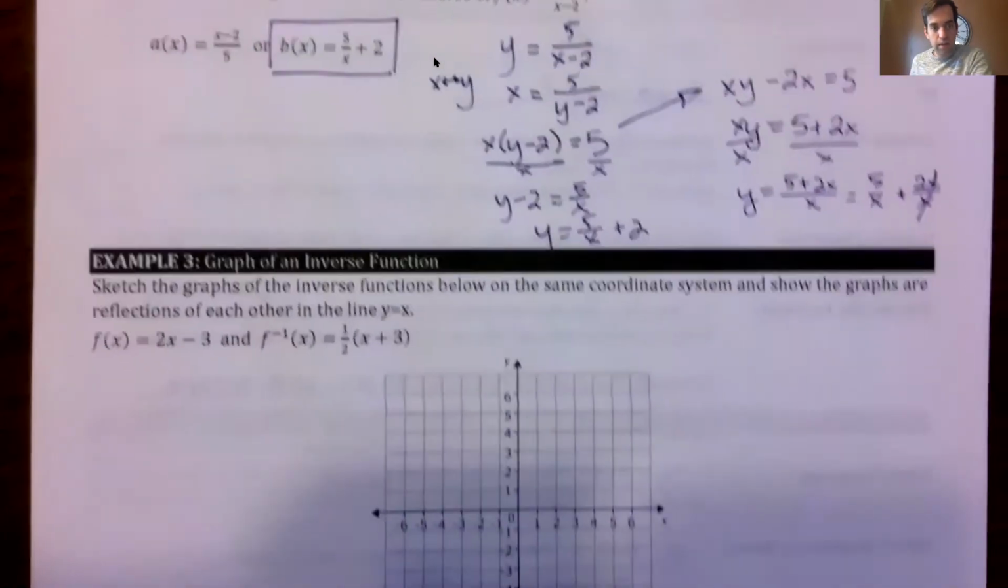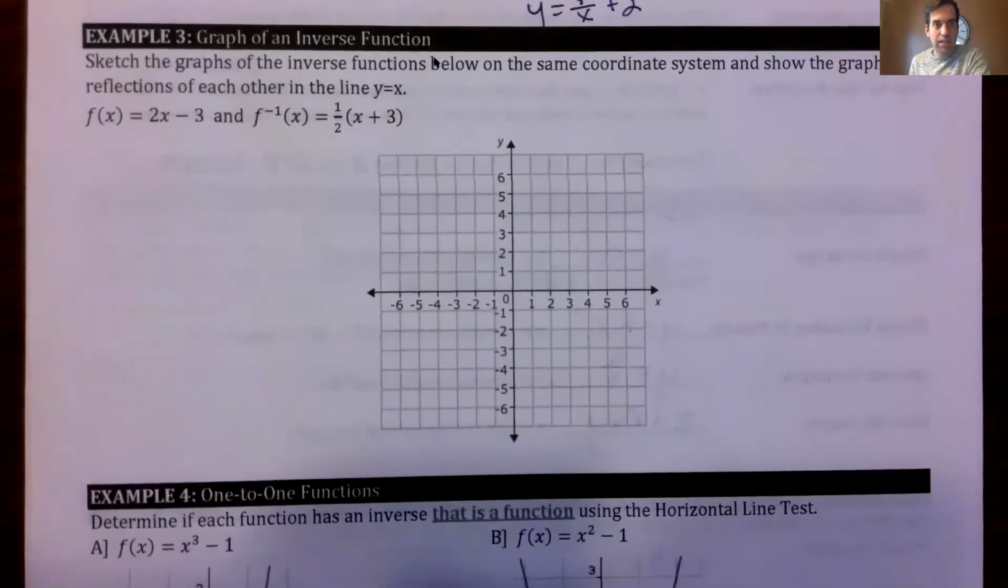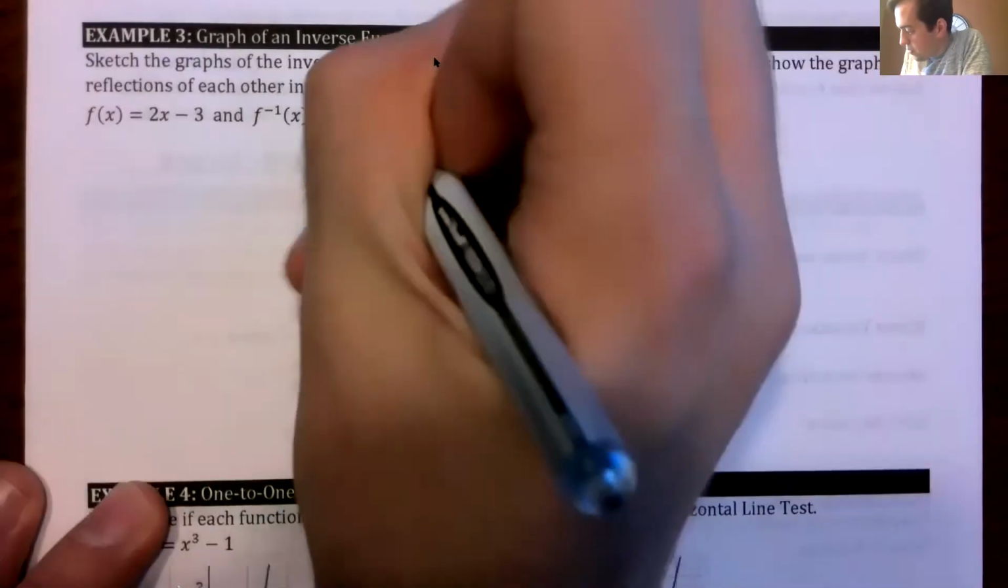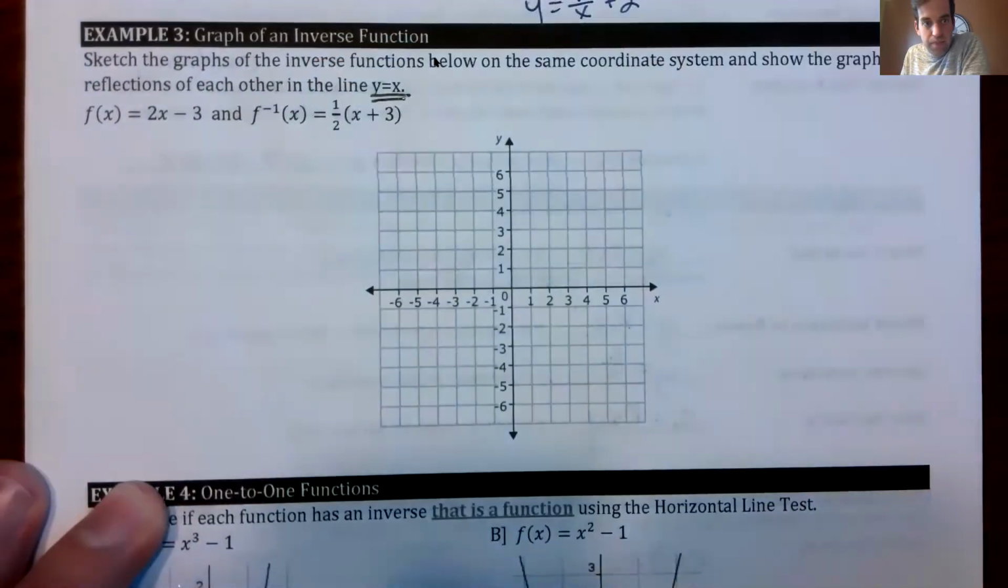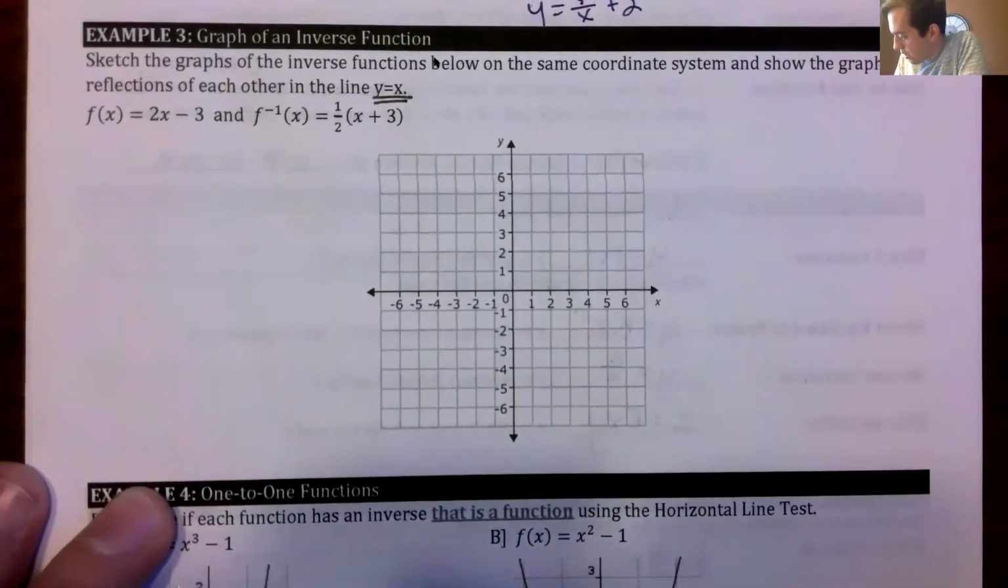Let's keep going. Now we're going to look at the graph. So we're going to sketch the graph of the inverse functions below on the same coordinate system and show that the graphs are reflections over the line y equals x. So we have symmetry this time, but our symmetry is with the line y equals x. I'm going to try to use some different colors here. So y equals x is the line right here.